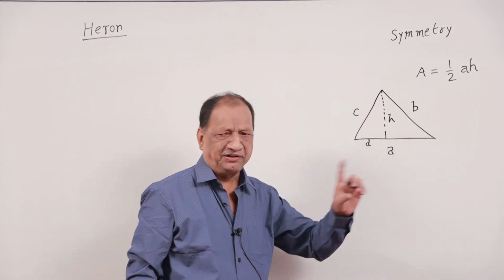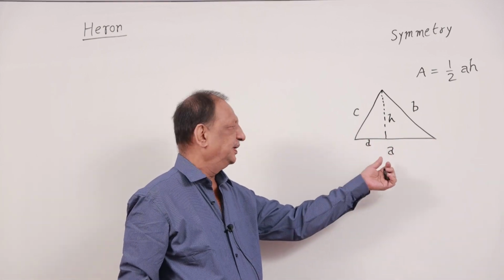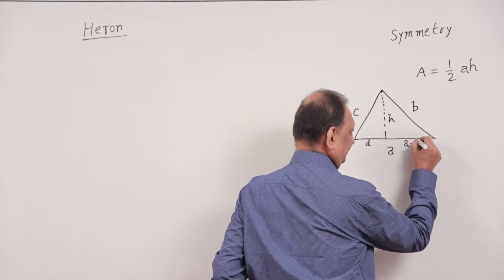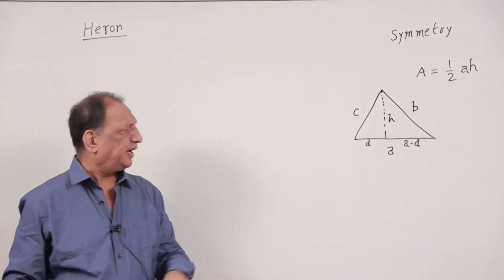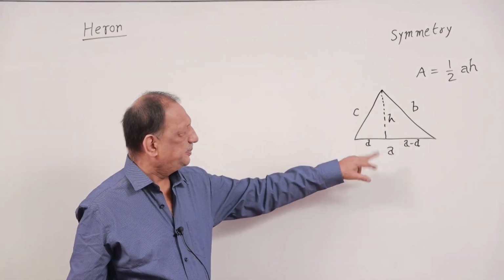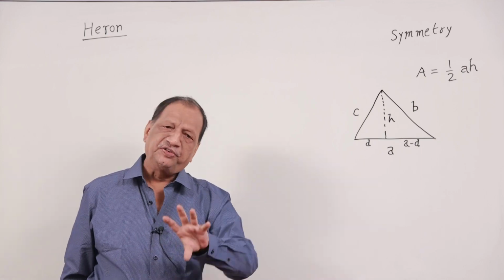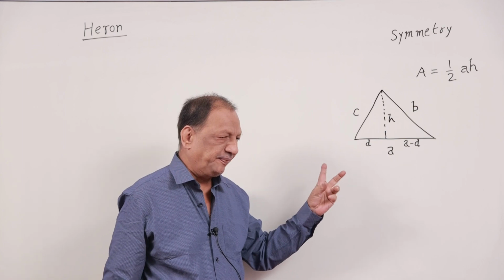The other piece I will not give another name because we know the value now. If you know this D, then the other piece will be A minus D. Correct? So now I've got these A, B, C, H, D, the 5 quantities here, out of which we know 3 quantities already. The other 2 we need to compute, H and D.